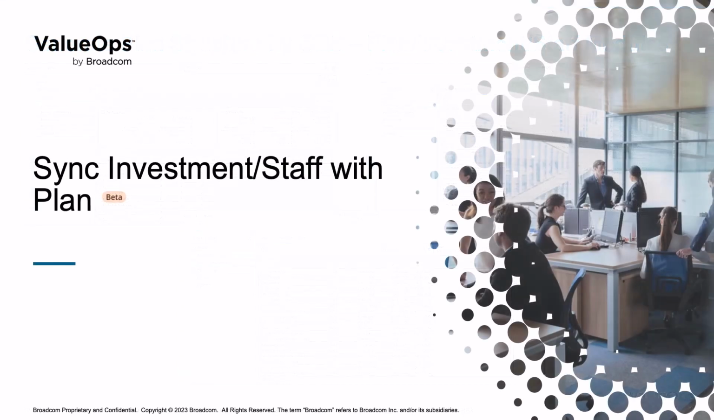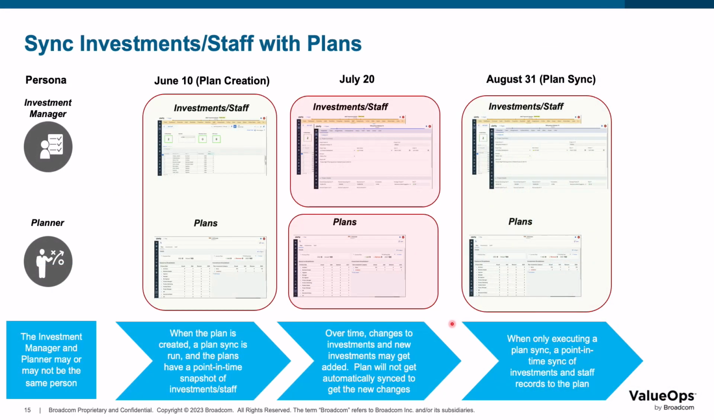So let's go into more detail regarding the sync investment and staff with the plan. Let's discuss the sync investment and staff for plans by understanding the persona who would be using plans. That persona will be the planner. The planner persona has different requirements than, say, an investment manager. The planner is usually preparing for an upcoming fiscal year, so he or she is focused on getting a plan commitment and approval. So they need a plan commitment to be ready for the upcoming fiscal year.